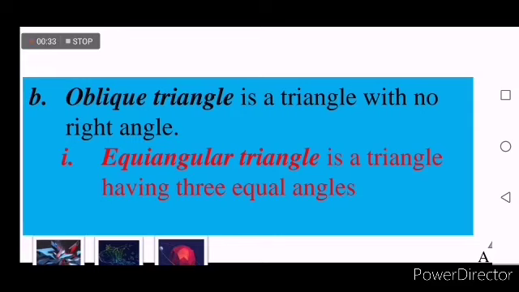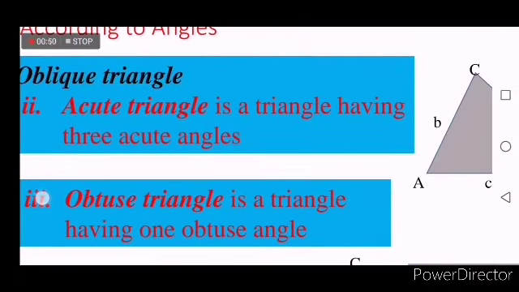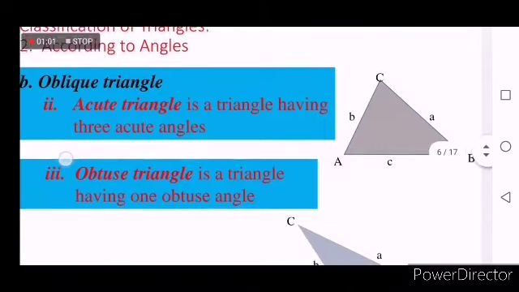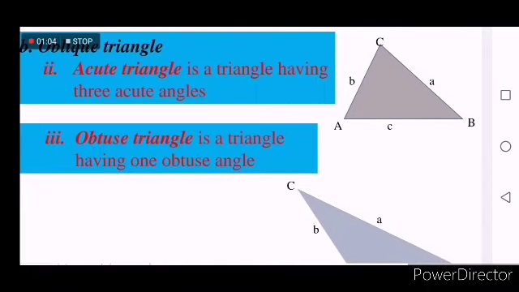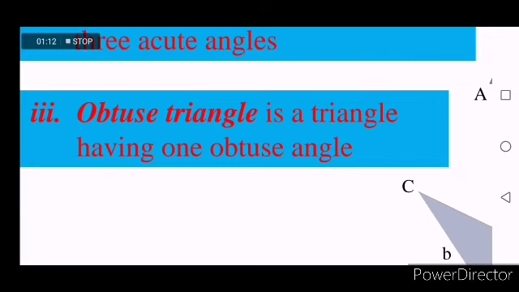And we can classify the oblique triangle into three. First is the equiangular triangle. So an equiangular triangle has three equal angles, while an acute triangle is a triangle having three acute angles. When you say acute angle, what does it mean? Yes, the angles are less than 90 degrees. But if one of them is greater than 90 degrees, then the triangle is called an obtuse triangle.